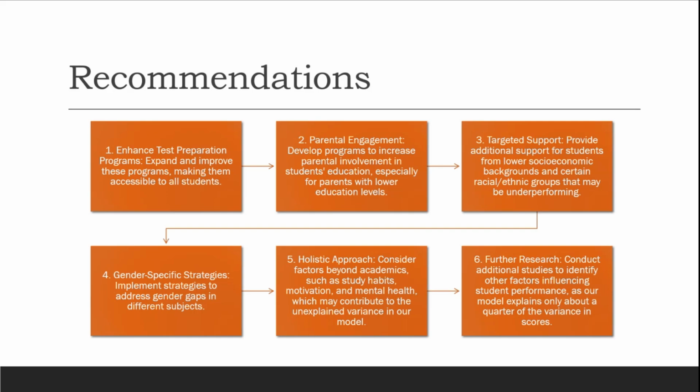The fifth one is a holistic approach, and this is to consider factors beyond academics, such as study habits, motivation, and mental health, which may contribute to the unexplained variance in our model. And the last one is future research. This is to conduct additional studies to identify other factors influencing student performance, as our model only explains about a quarter of the variance in scores.